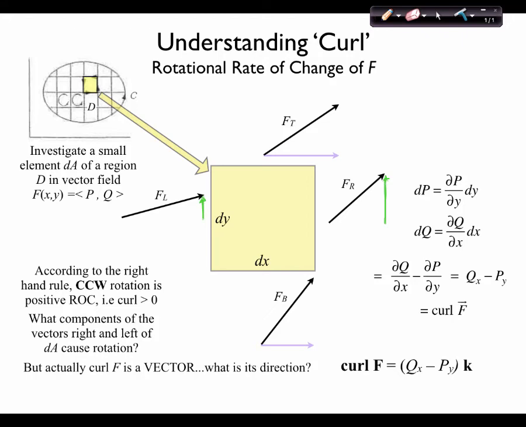So that would be two-dimensional curl. If it's coming at us in this scenario, that means the curl is positive, in the positive z direction. So positive k is positive curl, which means counterclockwise rotation in the xy plane. Make sense?